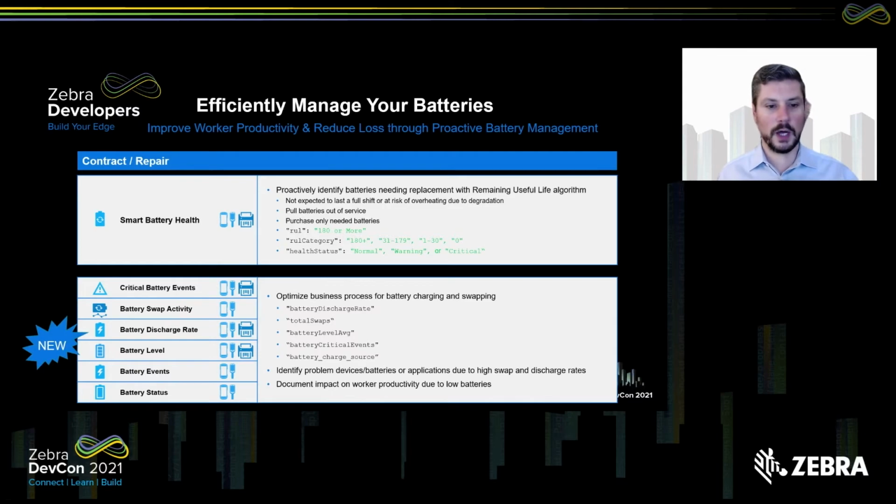So as we look at some of the items down below, this starts getting into more business process. How are these batteries being used? How can we optimize that? So whether it's swapping information, if it's what is the average level that those batteries are at, if you're having high discharge rates on some batteries, that could speak to application issues that you're having, or it could speak to battery issues. So a lot of things that can help you dive in and debug some problems that you're running into.